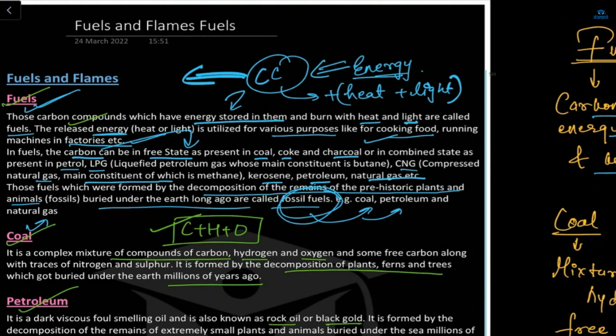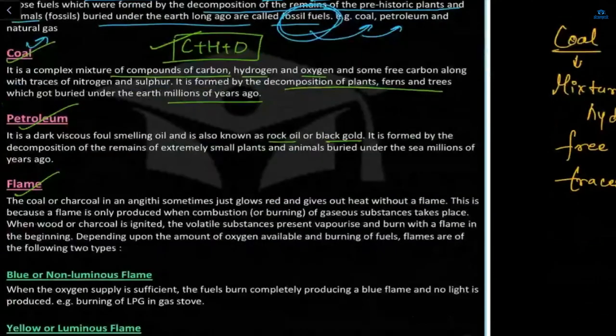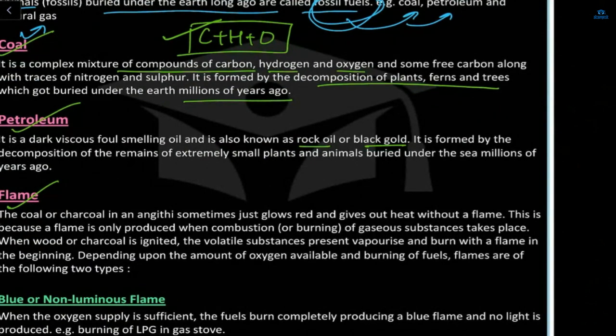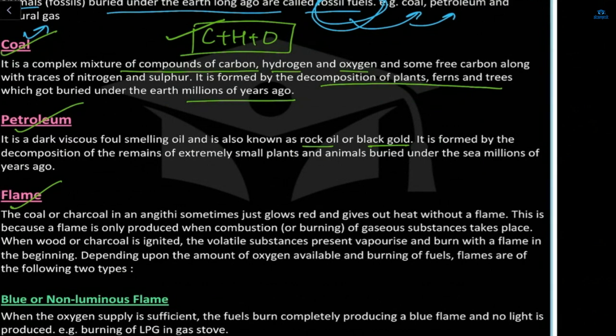An example is liquefied petroleum gas. For a yellow flame, what happens is if the amount of oxygen is less for the fuel, then it will burn with a yellow flame because carbon particles are left unburnt. Okay. Now, the coal or charcoal in an angithi sometimes just glows red and gives out heat without a flame. Have you seen this thing?